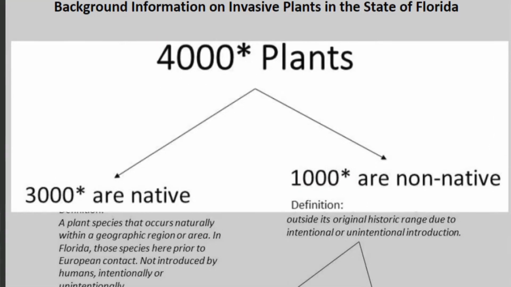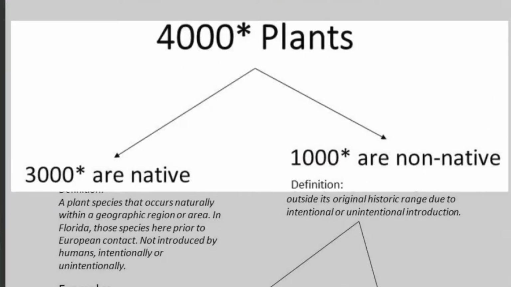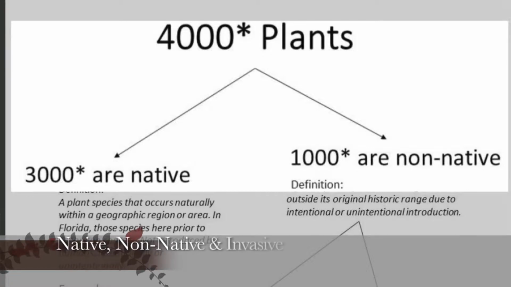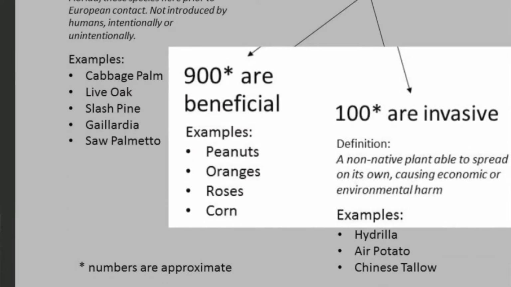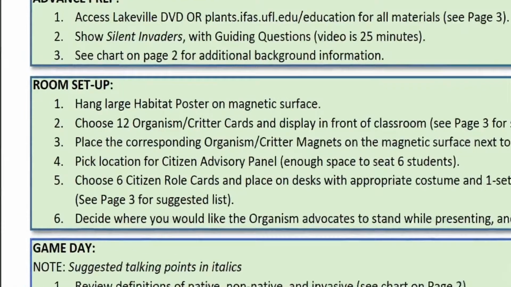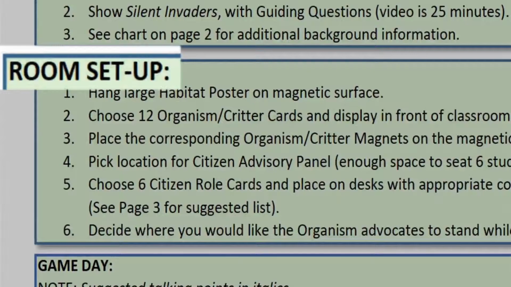Introduce the chart that is on page 2 of your Quick Start. This chart defines native, non-native, and invasive plants and quantifies how many of each are present in your area. You will need about 15 minutes to set up.